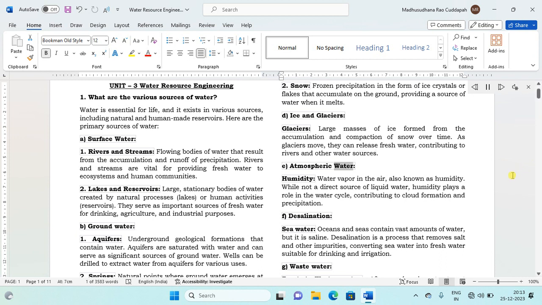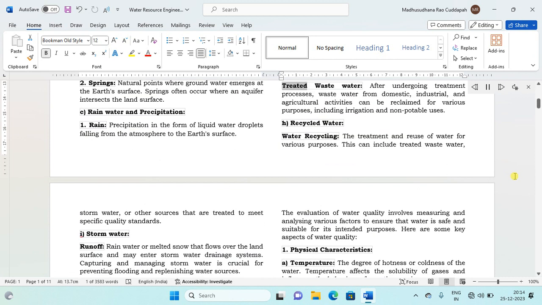E. Atmospheric water. Humidity, water vapor in the air, also known as humidity. While not a direct source of liquid water, humidity plays a role in the water cycle, contributing to cloud formation and precipitation. F. Desalination. Seawater, oceans and seas contain vast amounts of water, but it is saline. Desalination is a process that removes salt and other impurities, converting seawater into fresh water suitable for drinking and irrigation.